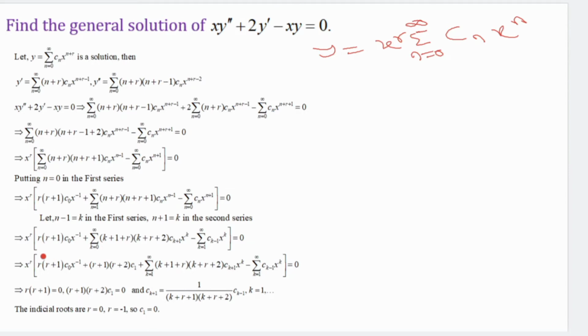Now we simplify this one. We can see in this series k started from 0 to infinity, here k started from 1 to infinity. So we have to make both series start from the same number. That's why from this series we take out one term. That means we put k equal to 0 and take that term out. Then we get r plus 1, r plus 2, c1 x to the power 0 is 1.